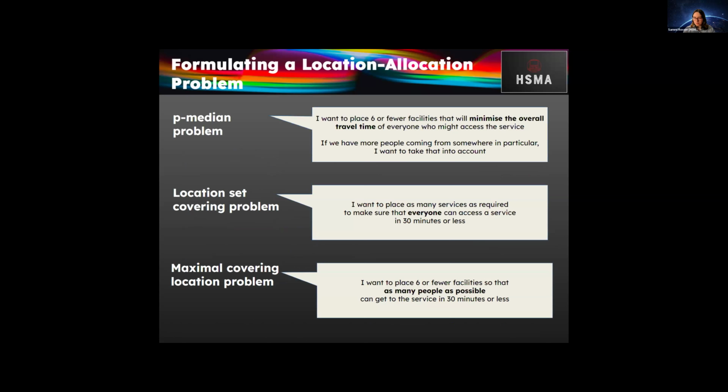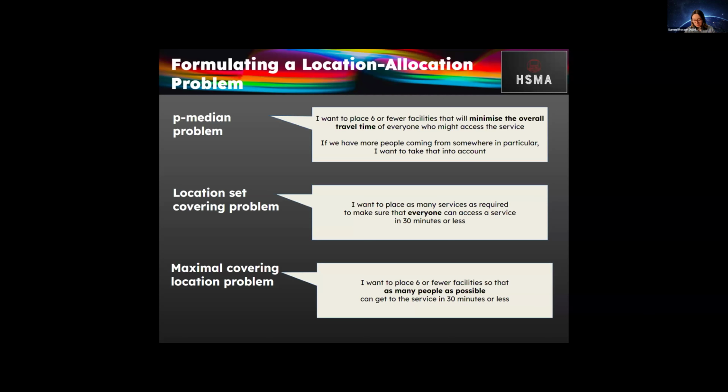The p-median problem is basically, I want to place a certain number of facilities to minimize the overall travel time of everyone who might want to access the service. So if I've got lots of people coming from somewhere in particular, I also want to take that into account. So if I've got my region, but I know that my service users tend to be older, and I know that my service users historically will therefore be in a particular area, most likely coming from there, I want to take that into account. I don't want to weight every possible region that people could be coming from the same. I want the actual likely demand to have some sort of bearing on my final output.